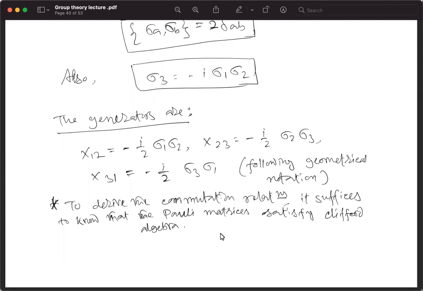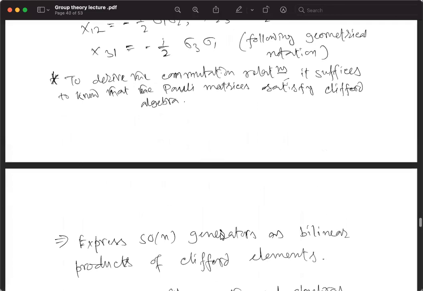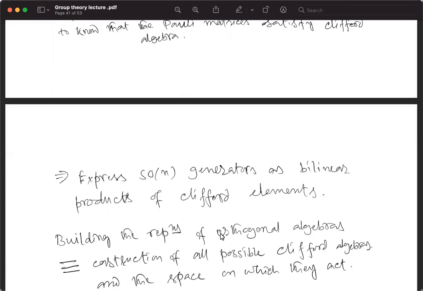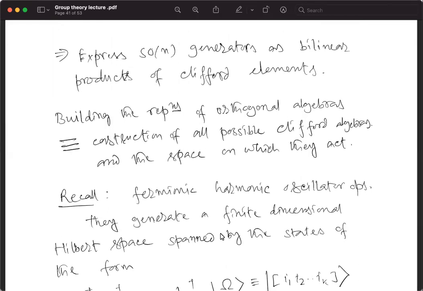Now, to derive the commutation relations, it suffices to know that the Pauli spin matrices satisfy the Clifford algebra, and that would be sufficient information for us to construct the Lie algebra. Now, we can express the SO(N) generators as bilinear products of Clifford elements. Then we can build the representations of orthogonal algebras, which is equivalent to construction of all possible Clifford algebras and the space on which they will act.